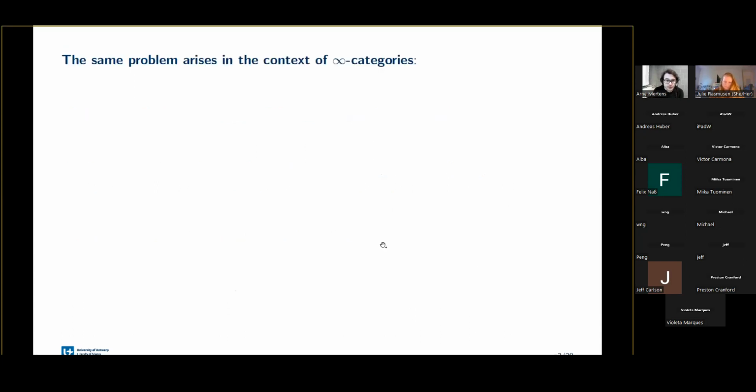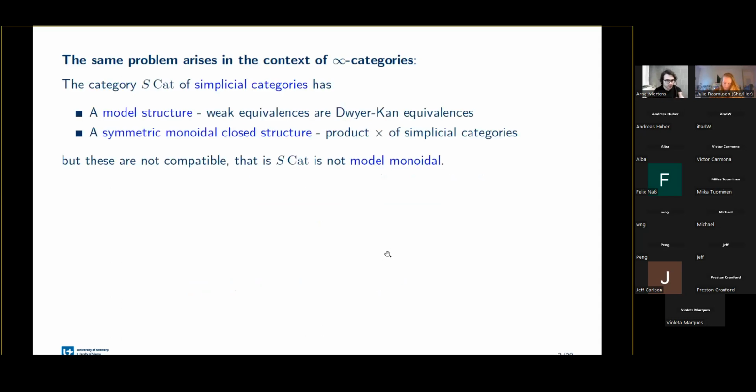And a very similar thing arises in the context of infinity categories. So one model of infinity categories is simplicial categories, so categories enriched in simplicial sets. And a very similar thing arises there, and for the same reason. You can give the same counterexample for why it fails.